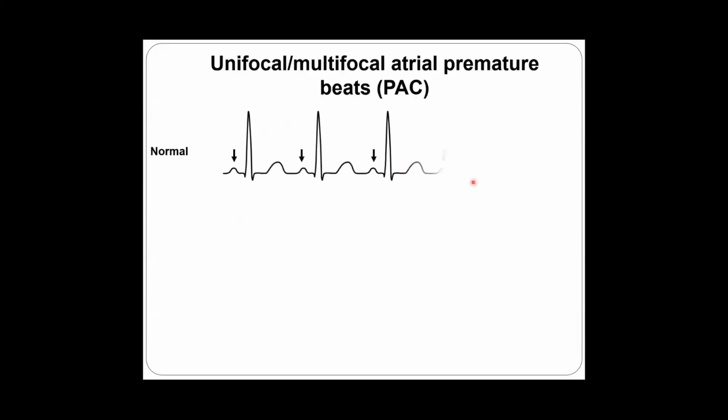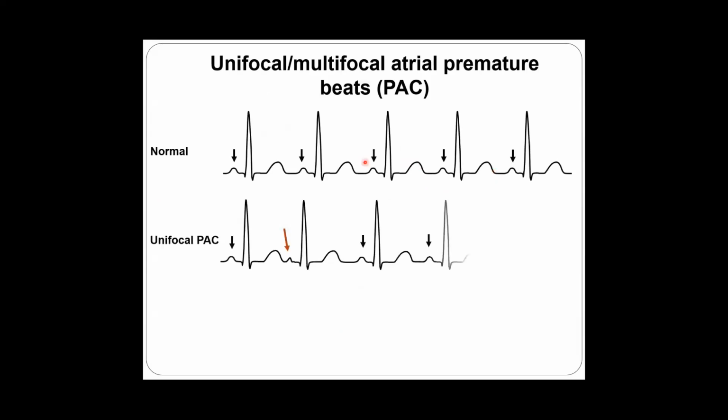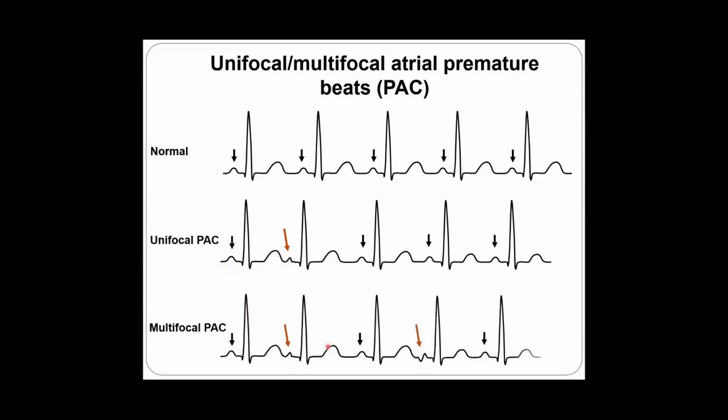because we do have P's in front of the QRSs. So always the P initiates the QRS. However, that P is not the same as a sinus P. These P's come from an abnormal area of the atrium that is activated and depolarizes the whole atrium. It can be one area or more areas. This is why we talk about unifocal or multifocal atrial premature beats.